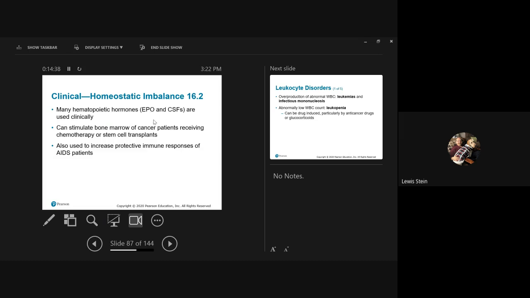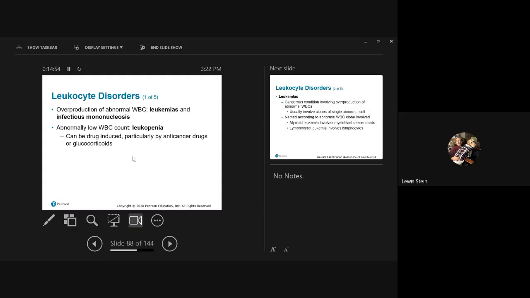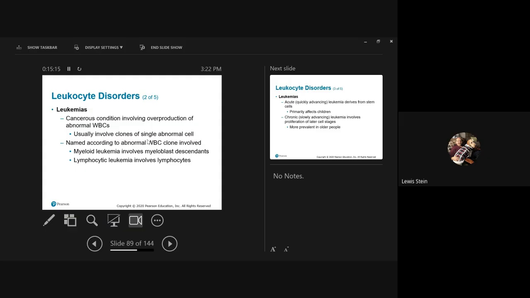A lot of these, the erythropoietin we talked about, colony stimulating factors we'll talk about when we get into immunological diseases because of bone marrow and cancer and all of those things. Okay, there's a lot to it. So here's what they are. If there are too many, leukemias, infectious mono. If there are not enough, leukopenia. Typically, that occurs when people are on long-term cortisone and particularly on medications that suppress the bone marrow. Anti-cancer drugs are a poster child for this. So many antibiotics can do that as well. So there's a lot of those.